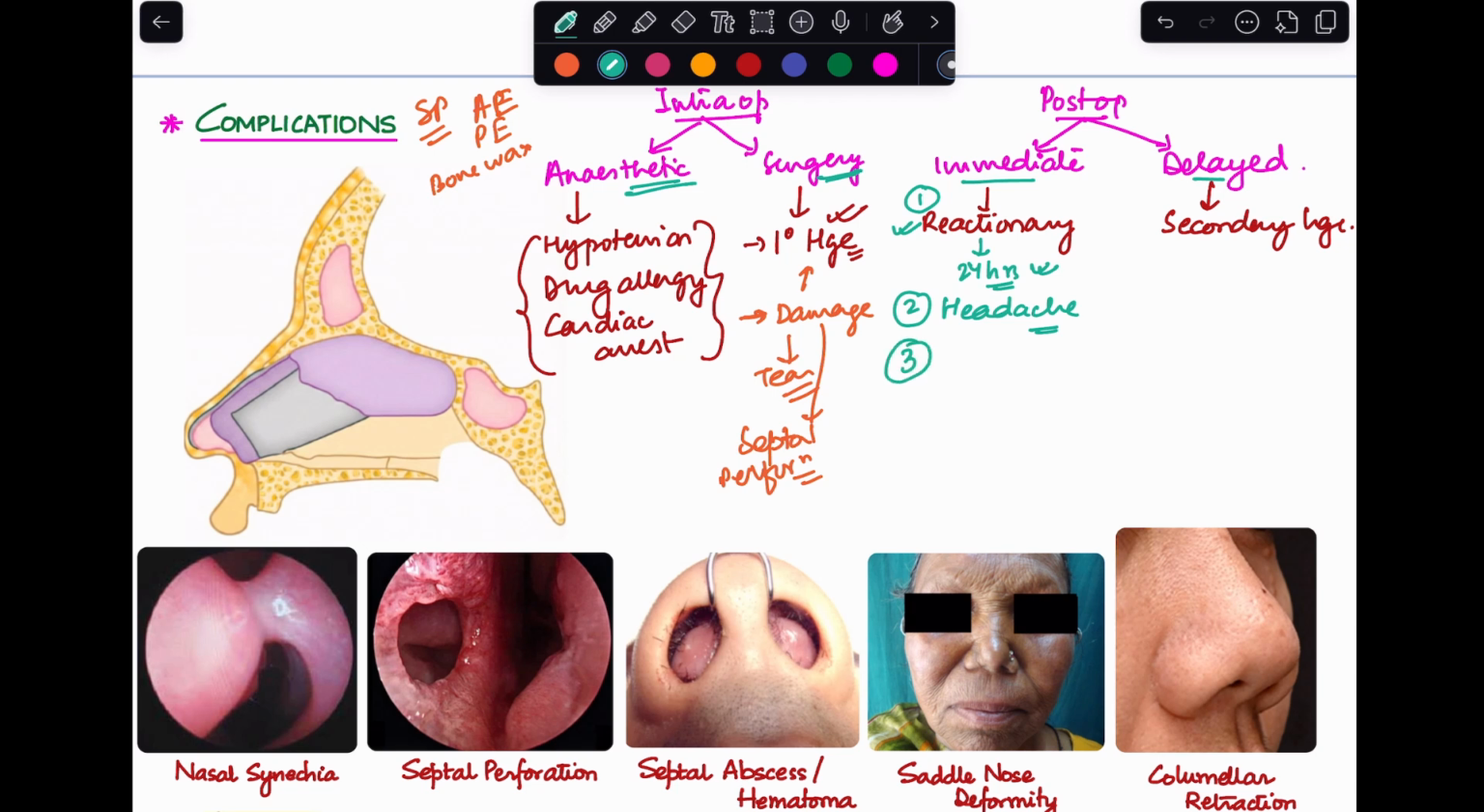Next, a third immediate post-op complication would be having eyelid edema. So, say you have gone to do a post-op round of your patient and you see that your septoplasty case has developed edema around their eyes. What would it indicate towards? So, the first thing you will be thinking is that maybe the nasal packing has been done very tightly.